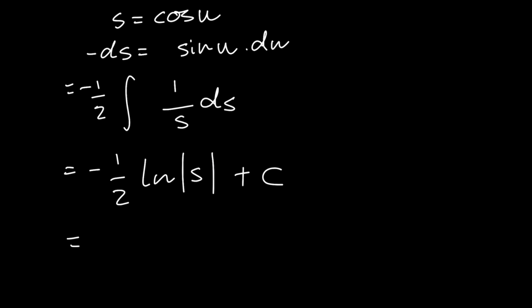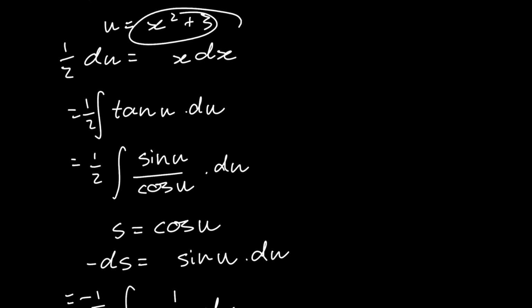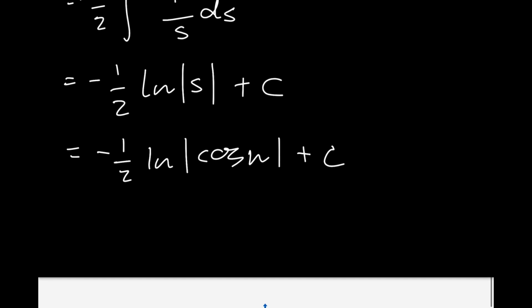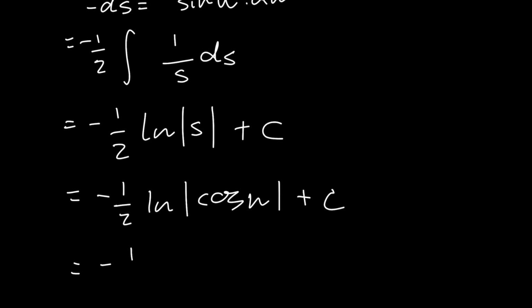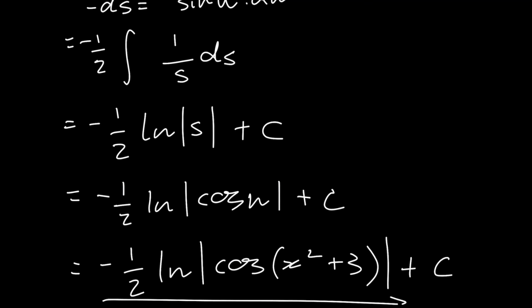So for s, I'm going to substitute back cosine of u. So I have negative 1 over 2 times the natural log of the absolute value of cosine of u plus c. And then for u, we initially made it equal to x squared plus 3. So I'm going to substitute that back in, and we get our integral is equal to negative 1 over 2, the natural log of the absolute value of cosine of x squared plus 3 plus c. And that's the integral solved.